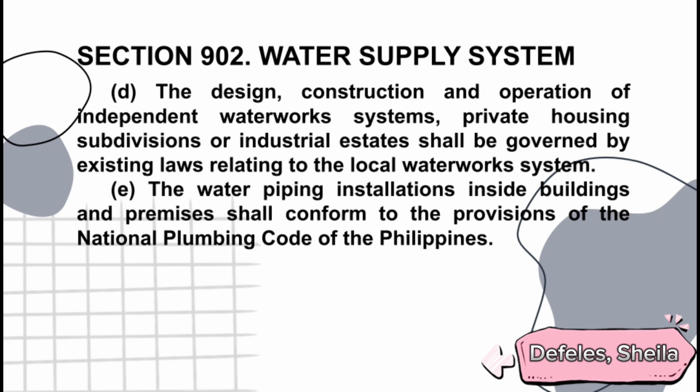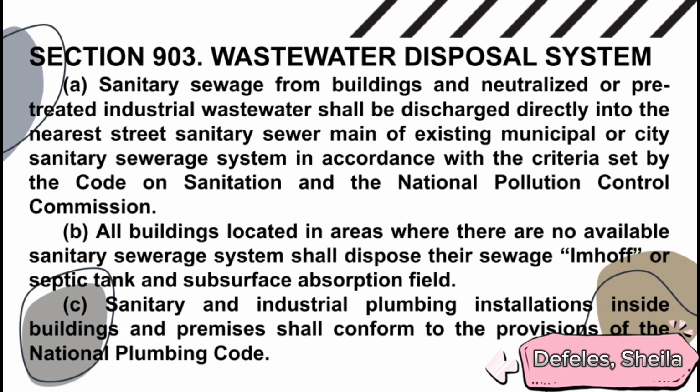And sinasabi na ang main goal lang naman ng National Building Code of the Philippines is to ensure the qualified observance of the latest provision of the plumbing and environmental law. The third section under Chapter 9 Sanitation is Section 903 Wastewater Disposal System.